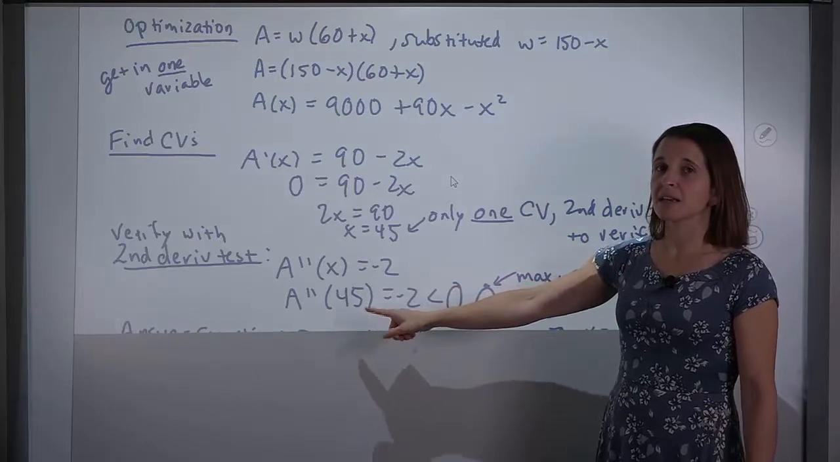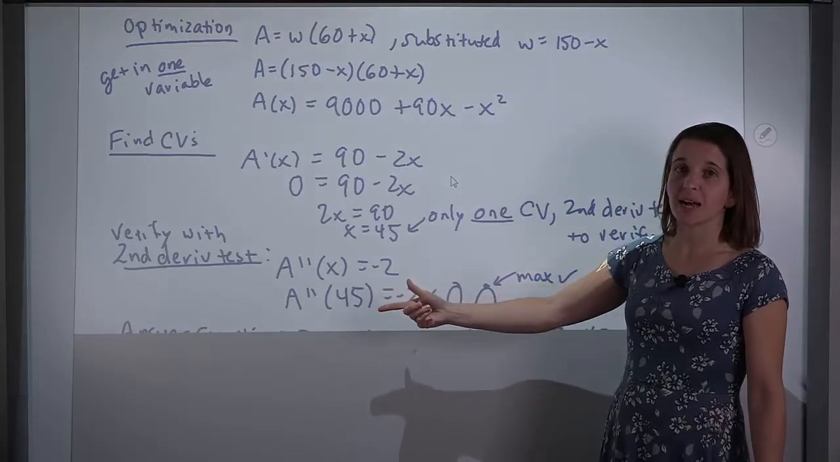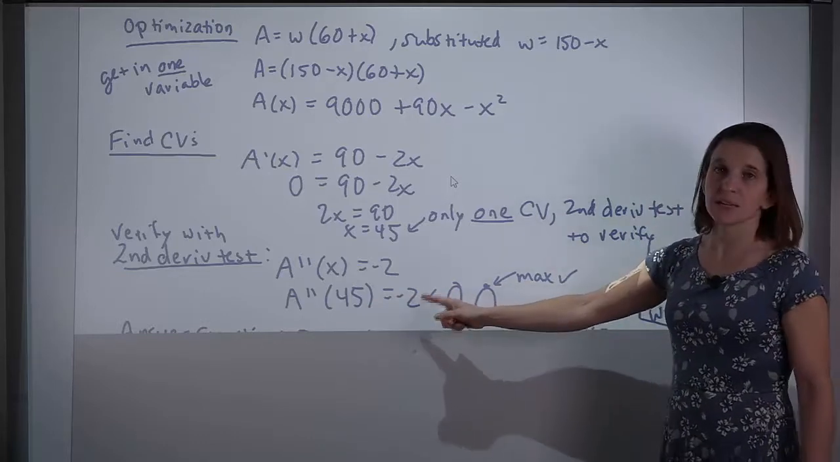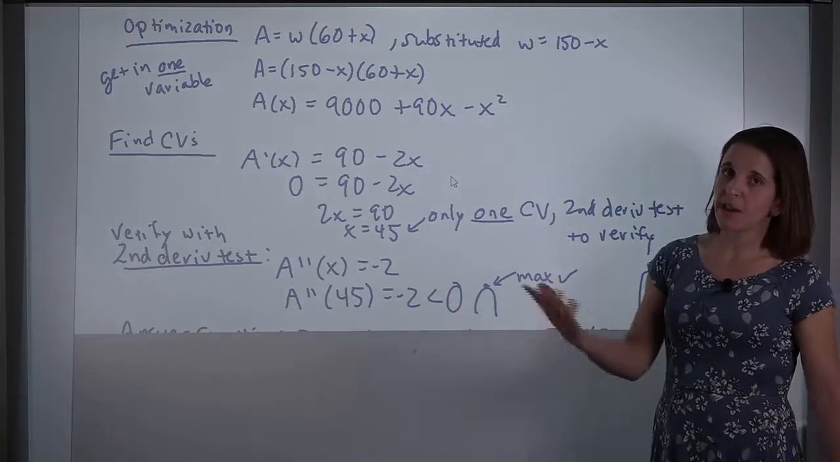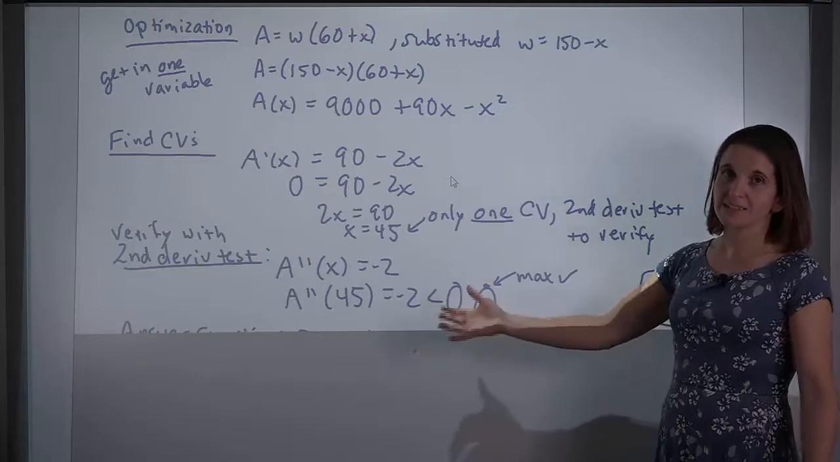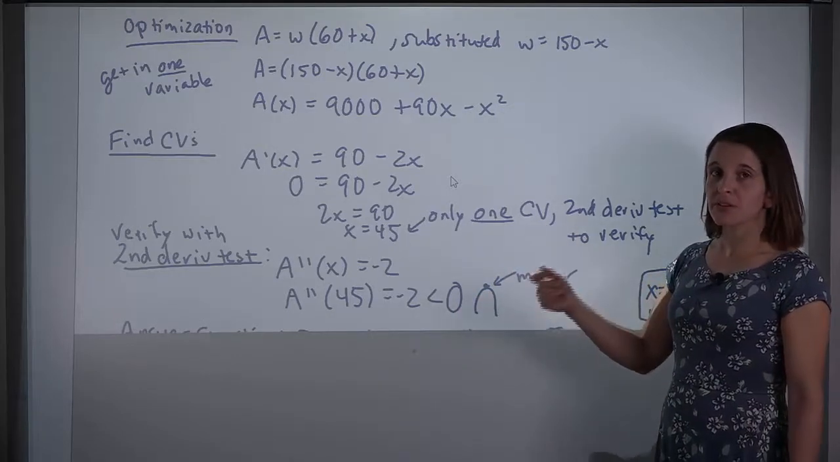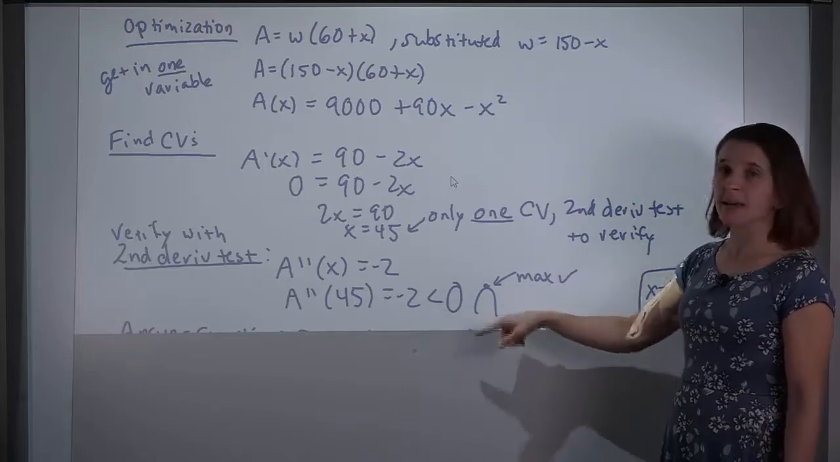I take this thing that's a possible max or a min and check its concavity by plugging it into the second derivative. And what we see is that we get negative 2. I don't really care about the value. I care about the sign. It is negative. It is less than 0. And so when our second derivative is negative, our original function is concave down.